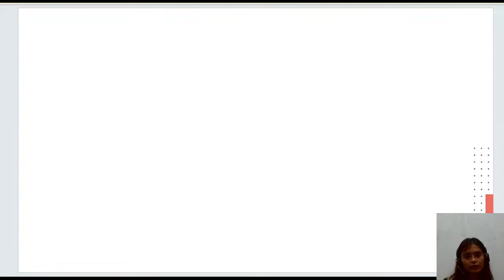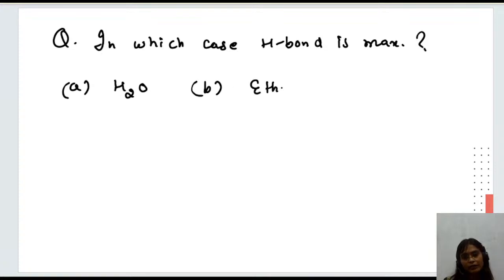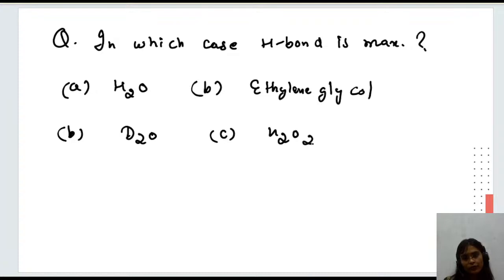This is a question for you. In which case is hydrogen bond maximum? Okay, options are option number A, water. Okay, or option number B, ethylene glycol. Or C is D2O, deuterium, and D is H2O2. Please answer the question.